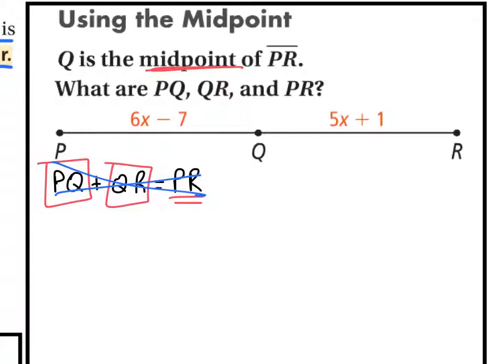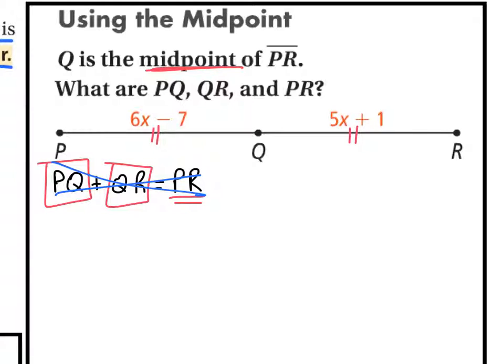Divides them just in some way, randomly, into two congruent segments. A midpoint cuts a segment into two congruent segments. That means we know that this length is the same as that length, because Q is a midpoint, it's going to cut it exactly in half.